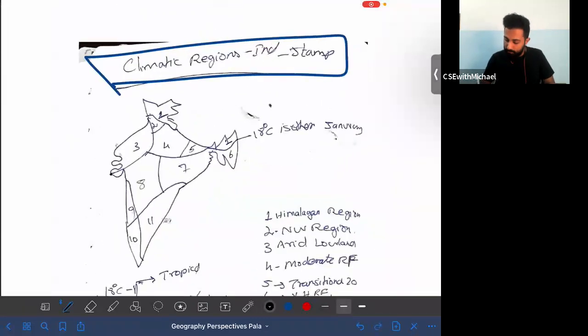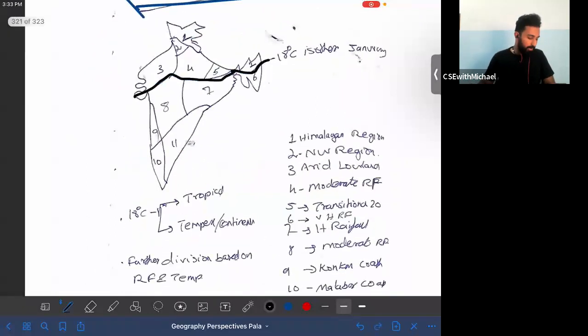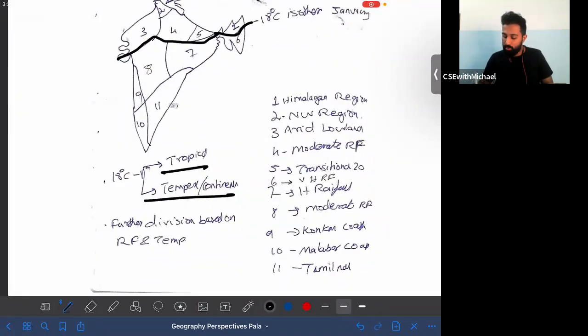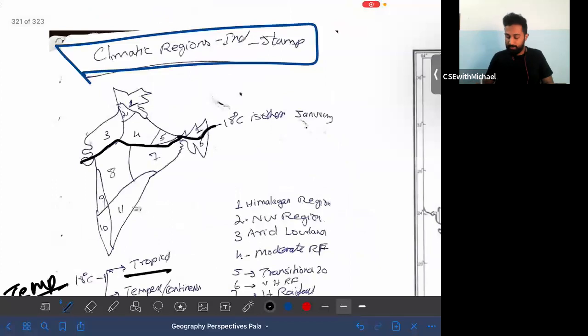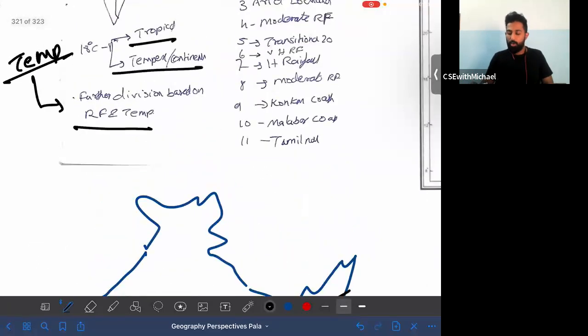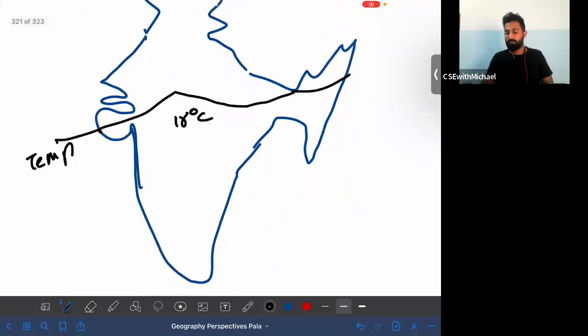The 18-degree isotherm divides India into two parts: the tropical and the subtropical, or the temperate continental part. That is basically what the classification is doing, and the first one is based on temperature. Further, based on rainfall, the areas are classified into different subunits. So the first classification is the temperature classification based on the 18-degree isotherm during the winter months, right?